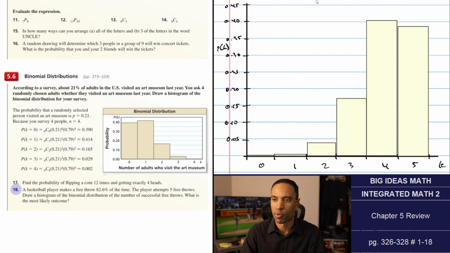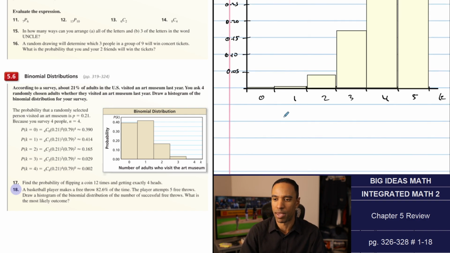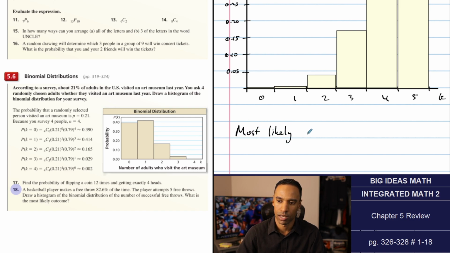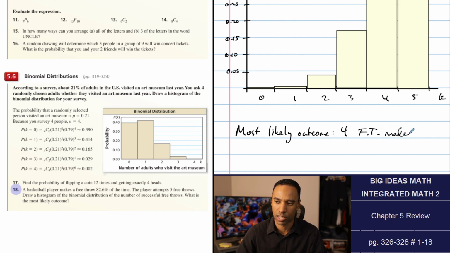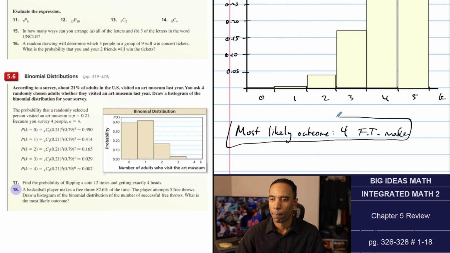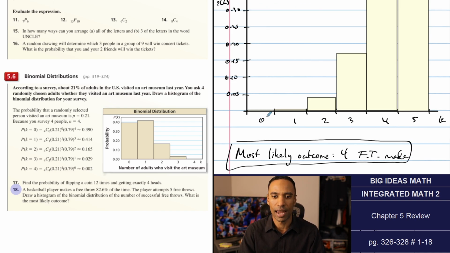Now they say, what is the most likely outcome? 4 free throws made is the most likely outcome. Which makes sense with respect to the overall distribution. All right, guys, that's the last question, and that ought to do it for this one.